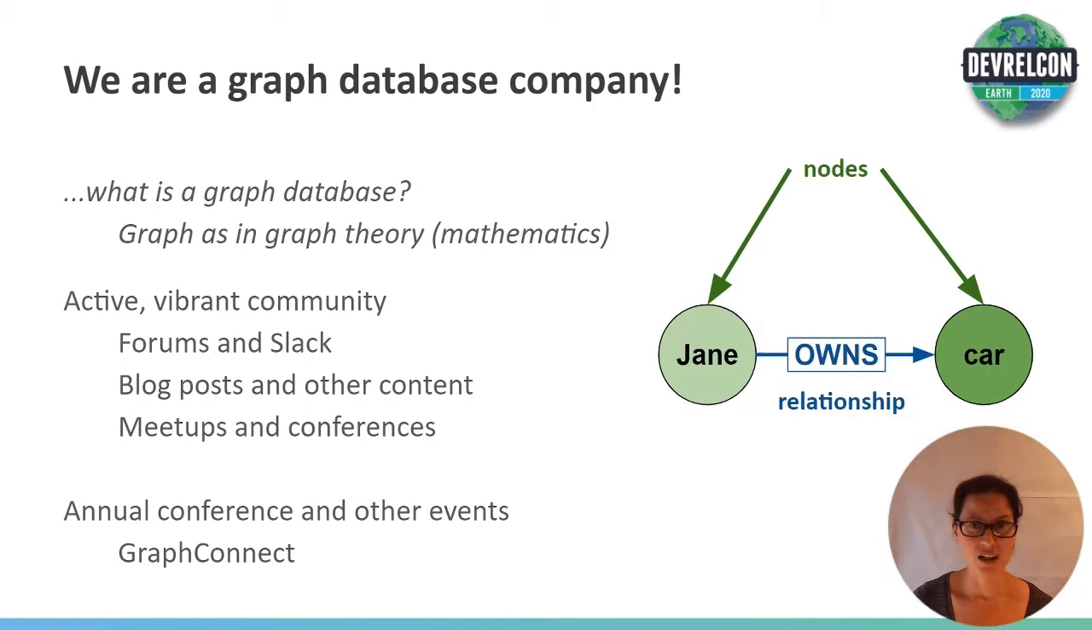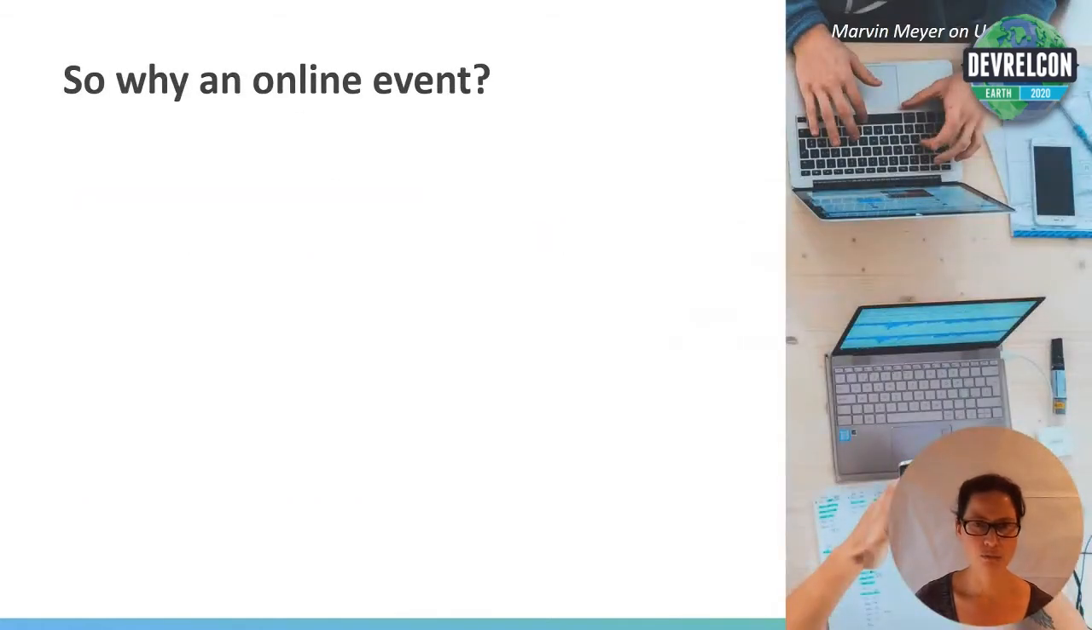And mainly, a lot of the conferences and events that we have are in person. This year is slightly different. We have more events, obviously online, given circumstances, but last year, certainly, it was mainly in person. So why did we decide to have an online event?